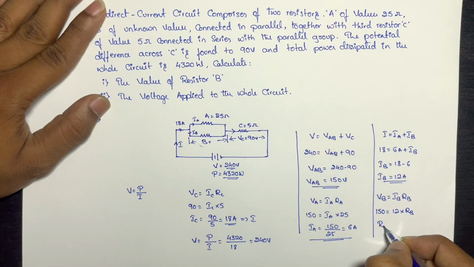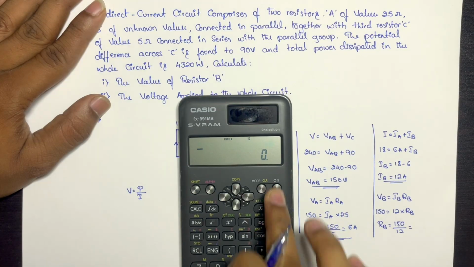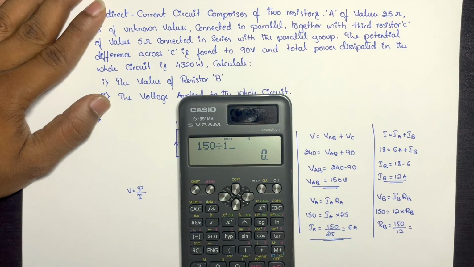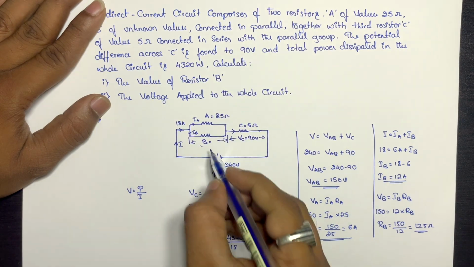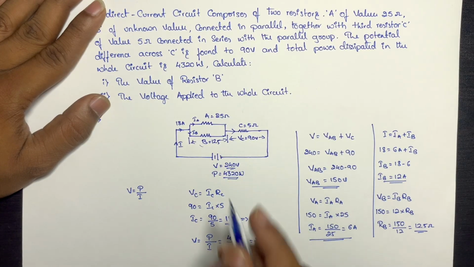Now RB is equal to 150 by 12. 150 divided by 12, that's 12.5. Now the value of RB is 12.5 ohms.